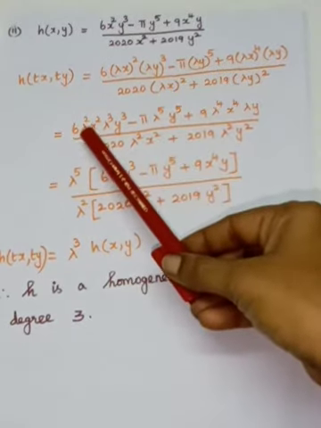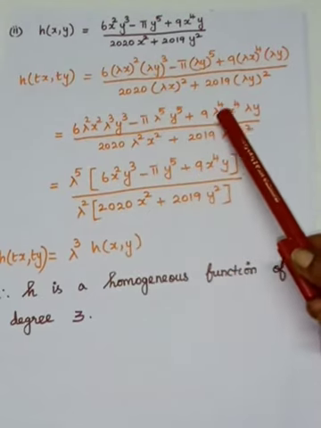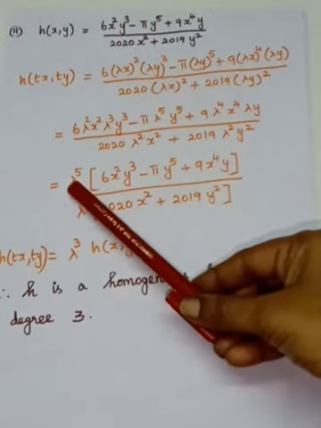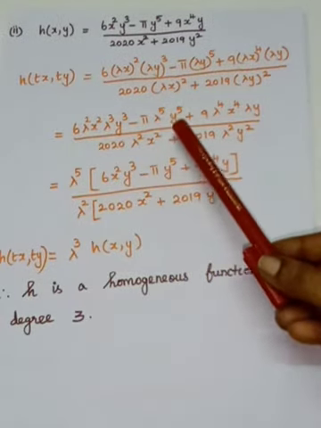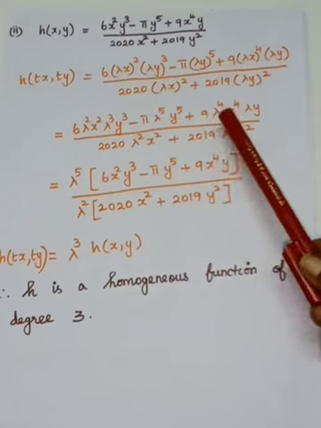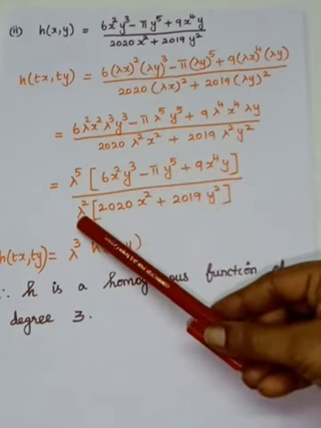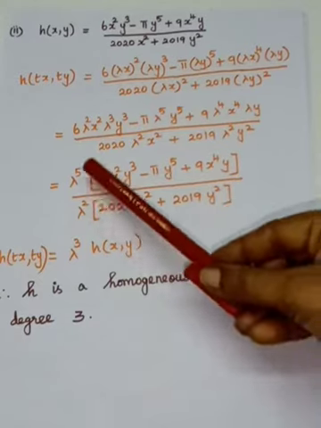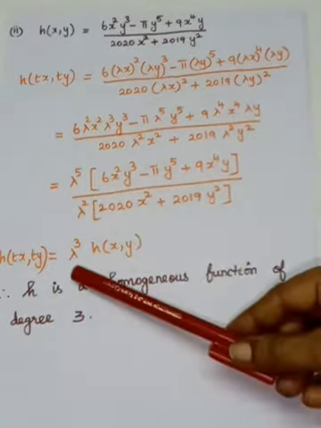See, look at the first term, lambda squared into lambda cube, that is lambda power 5. Here also lambda power 5. Here also lambda power 4 into lambda, so lambda power 5. In the numerator, lambda power 5 is common. So if you take it out, what is remaining? 6x squared y cube minus pi y power 5 plus 9 x power 4 into y. You look at the denominator, what is common? Lambda squared. So if you take lambda squared out, it is 2020 x squared plus 2019 y squared. So numerator and the denominator, you are having the lambda, so you have to simplify. So lambda squared is getting cancelled. What is remaining? Lambda cube.